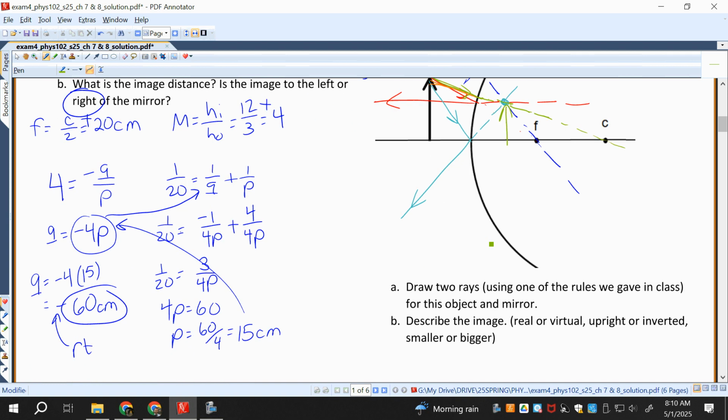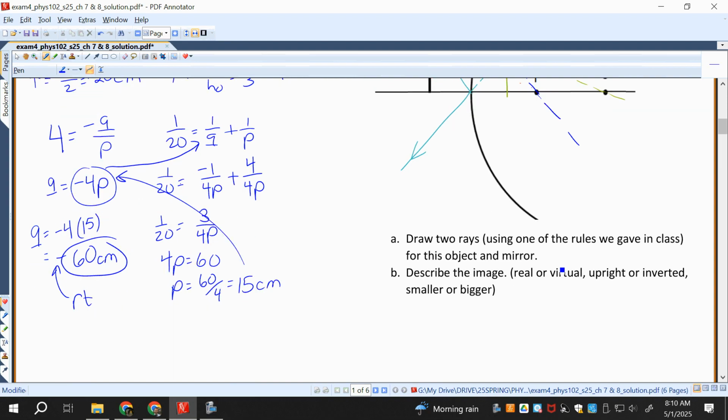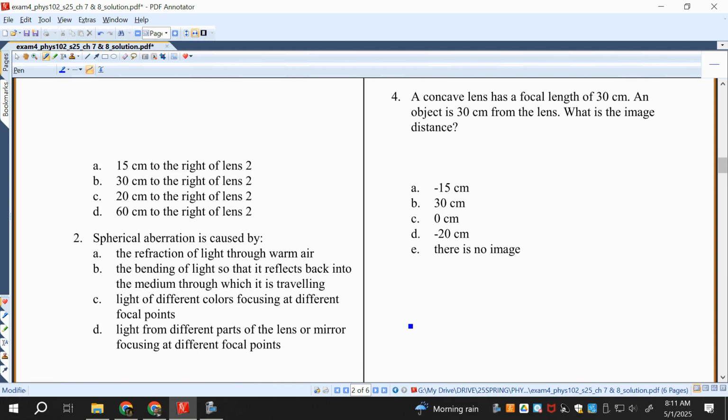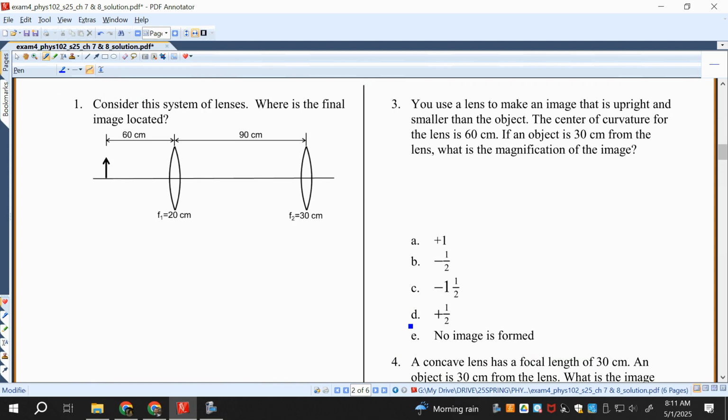And that image is upright, virtual, and smaller than the object. Virtual, upright, and smaller. This is a convex mirror, so it produces that kind of image always. All right, let's look at the multiple choice. So here, where's the final image?